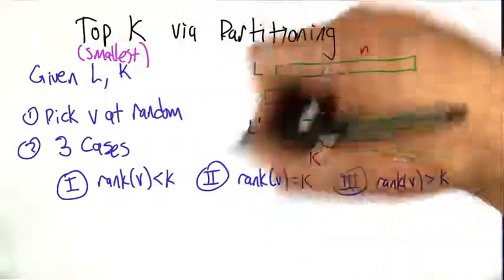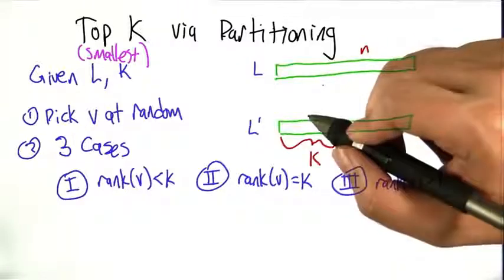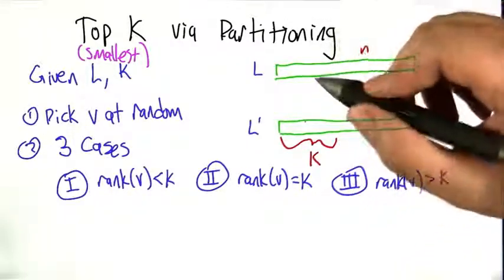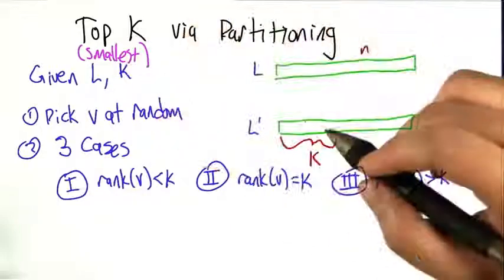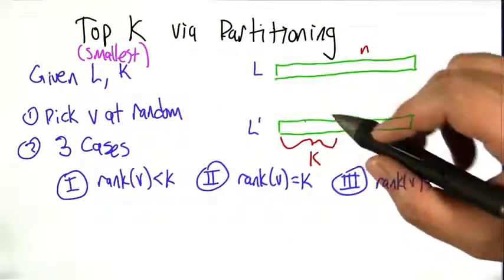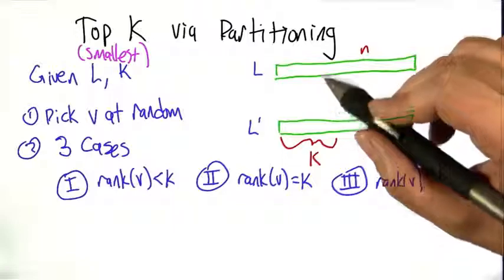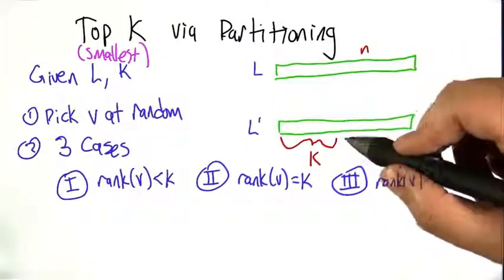values. You can always flip things around, turn the right greater thans into less thans and so forth, and everything will be fixed. But for now, let's just imagine that we're interested in the smallest element, or the smallest K elements, if the list were sorted. So here's what we're going to do.